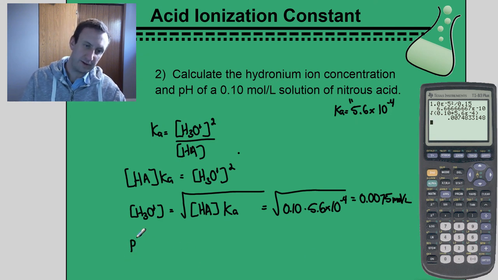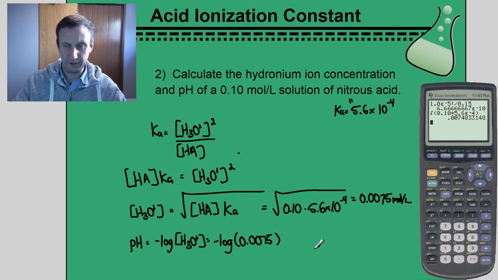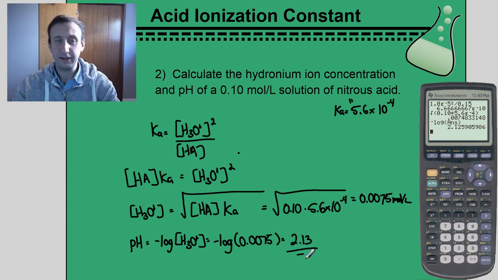So now if I wanted to find the pH of that, I would just do negative log of my hydronium, H3O positive. So I have negative log of 0.0075 moles per liter. Negative log of that is going to get me 2.13 for a pH. 2.13. So fairly acidic, right? That's a fairly acidic solution. And this was 0.10 moles per liter, so it's a pretty high concentration of nitrous acid.